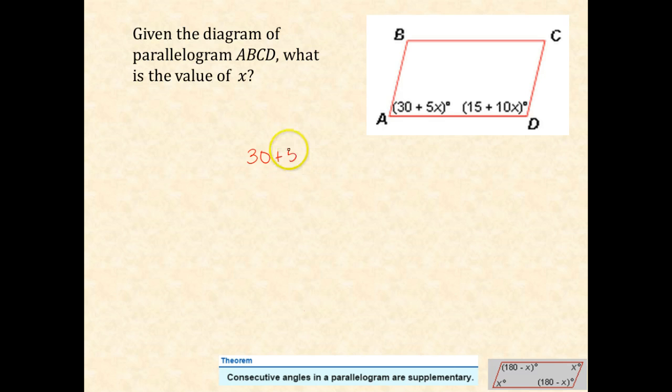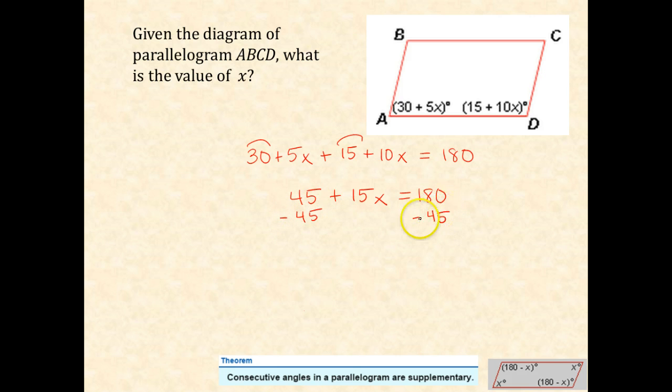30 plus 5x plus 15 plus 10x equals 180. I need to combine like terms. I've got 30 and 15 over here. That makes 45. And then I have 5x plus 10x, and that is plus 15x. And that equals 180. So I need to subtract 45 from both sides. Remember, my goal is to get x by itself.